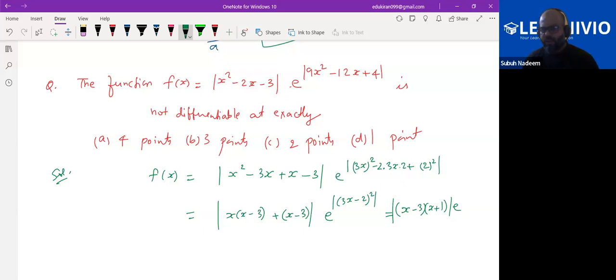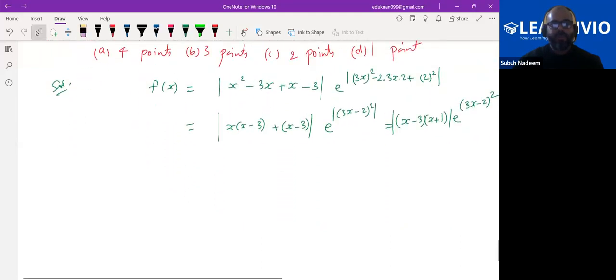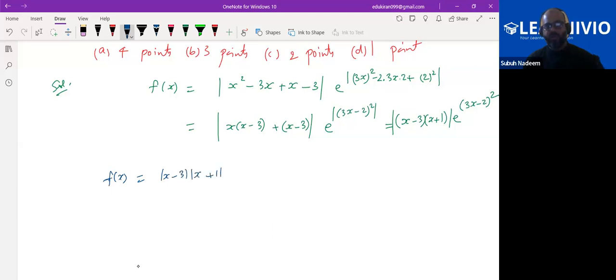So mod will not have any effect since it is a square. So we can simply write it out of mod, as the square is also positive, mod is also positive. So first you can write this function like this: f of x is equal to mod of x minus 3 into mod of x plus 1 into e to the power 3x minus 2 whole square.